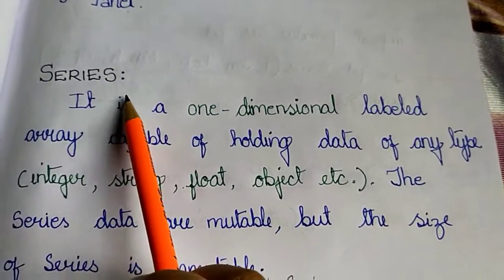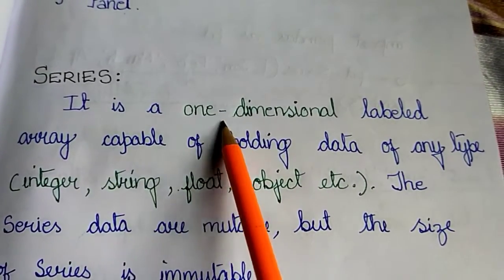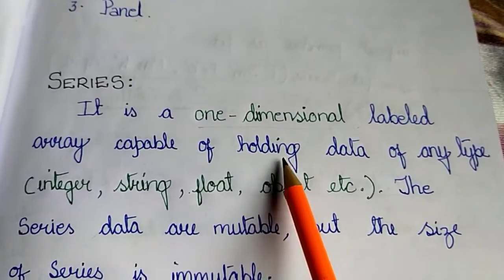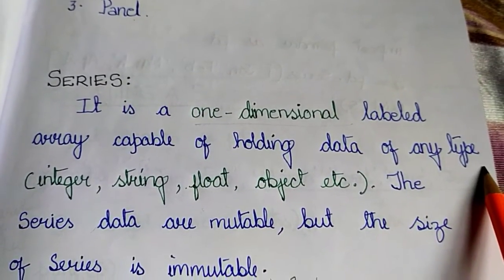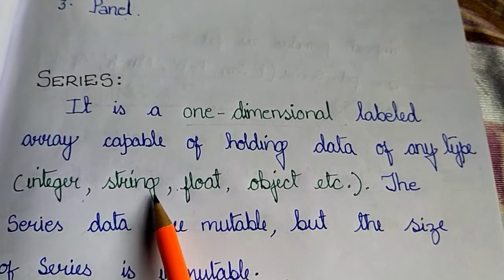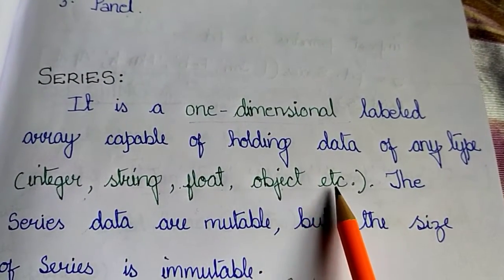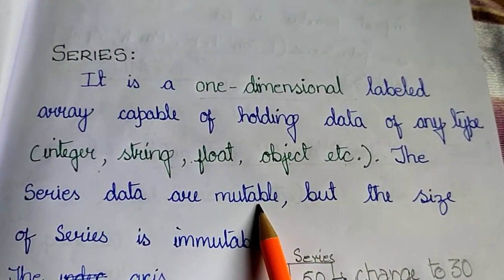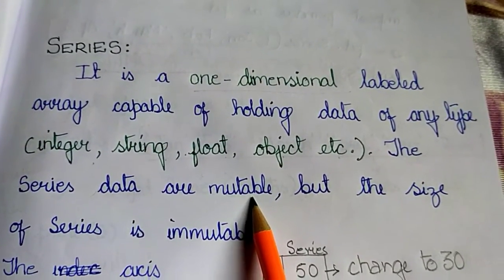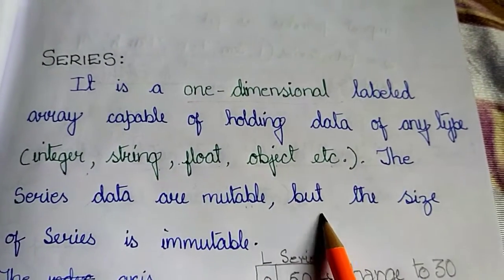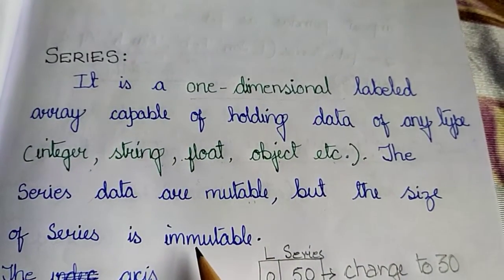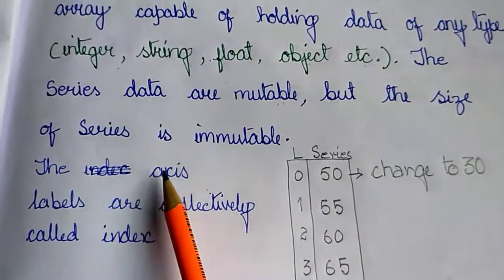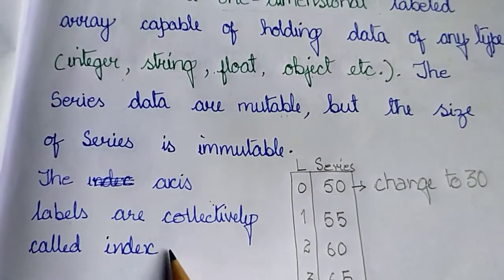So what is series? Remember, series is a one-dimensional labeled array capable of holding data of any type. It can be integer, string, float, object, etc. And remember that the series data are mutable. That means the data inside the series can be changed. But the size of series is immutable. That means it cannot be changed. And the axis labels are collectively called the index.